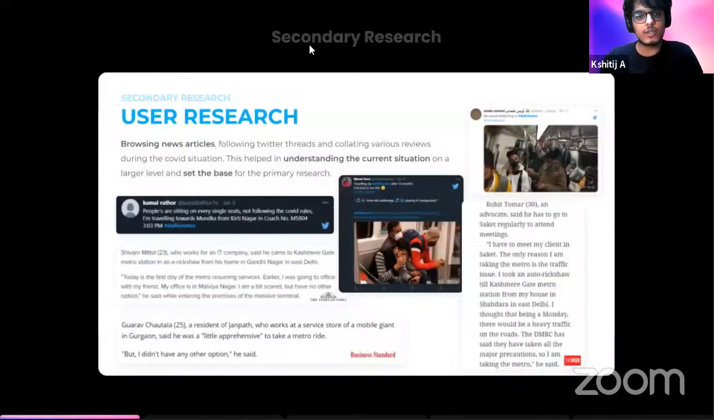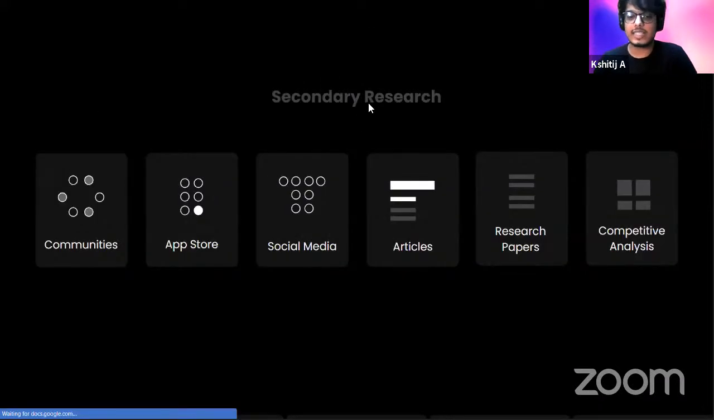And this is an example from my case study that I had submitted at a Microsoft Design Challenge. When I did my secondary research, I looked at different articles, different Twitter posts, and every place where I could get anything related to the problem space, which was Delhi Metro. I'll tell you where you can find this information. There are six places where you can get your secondary research information from.